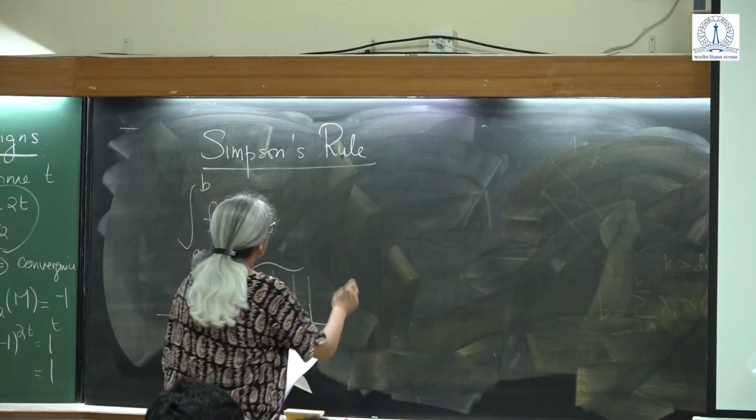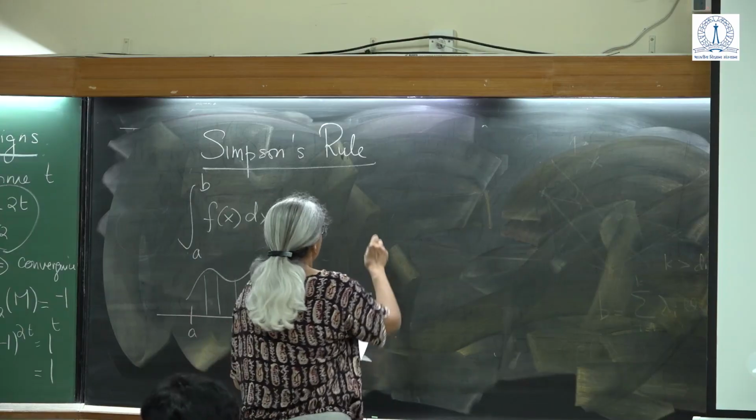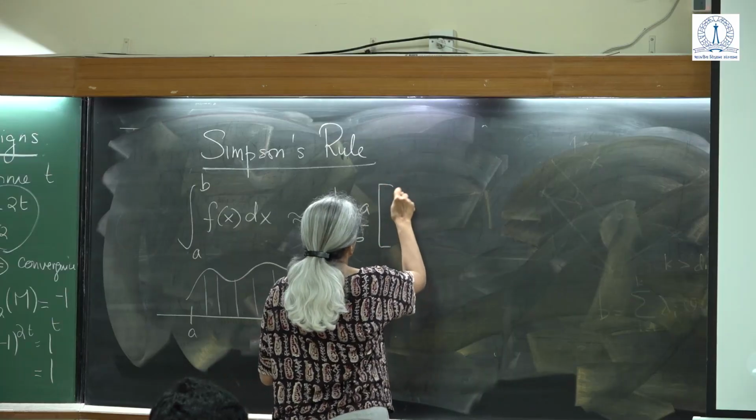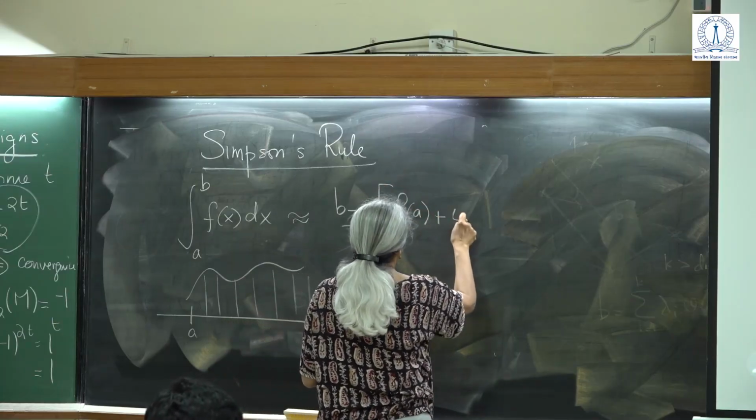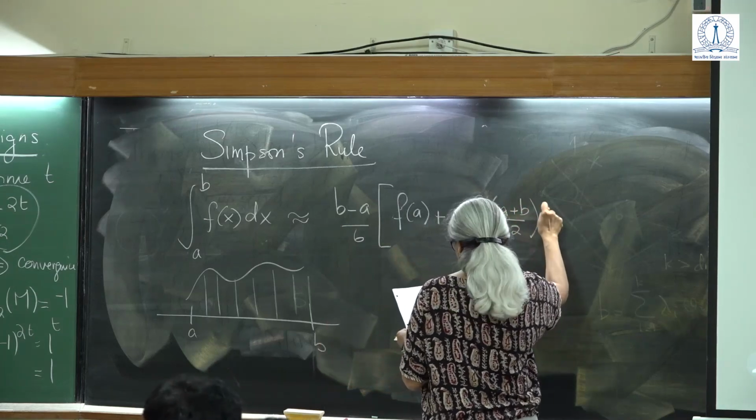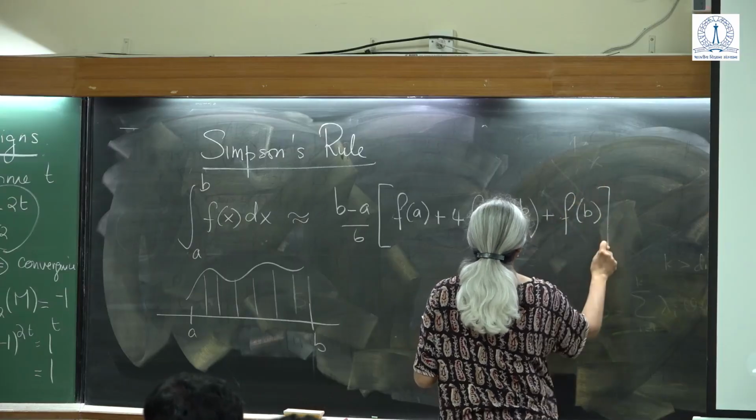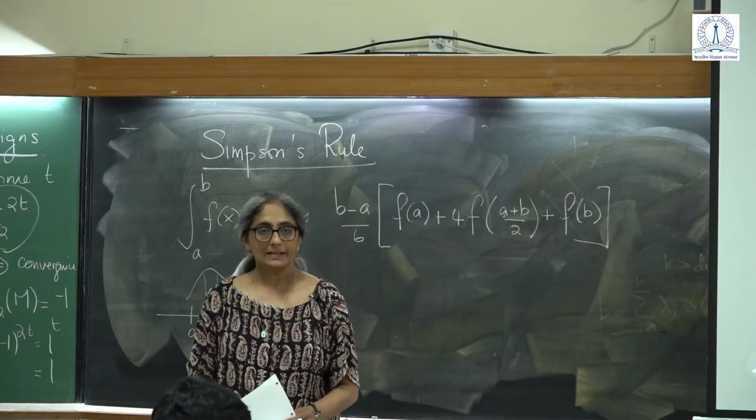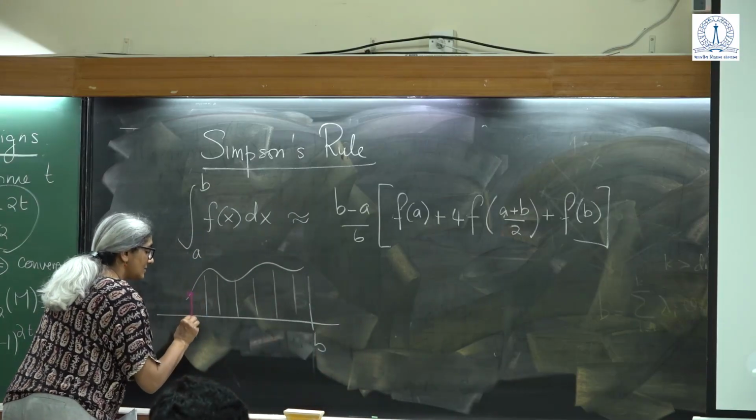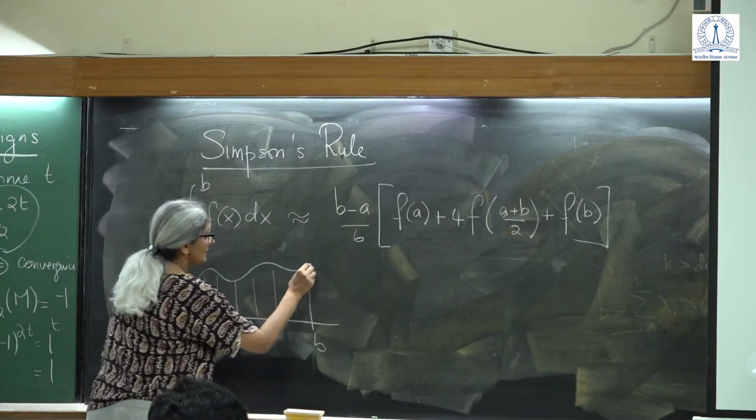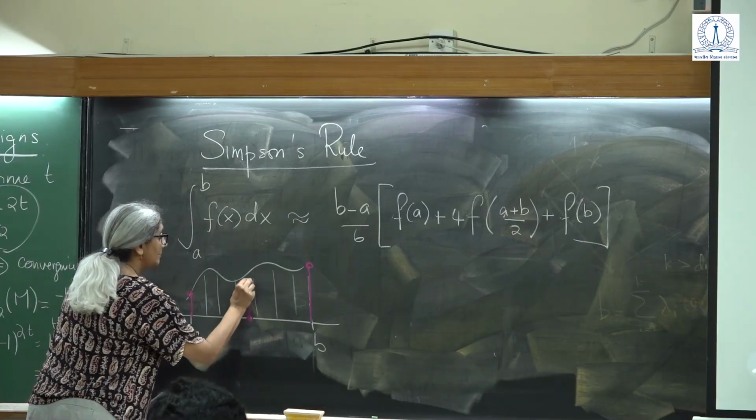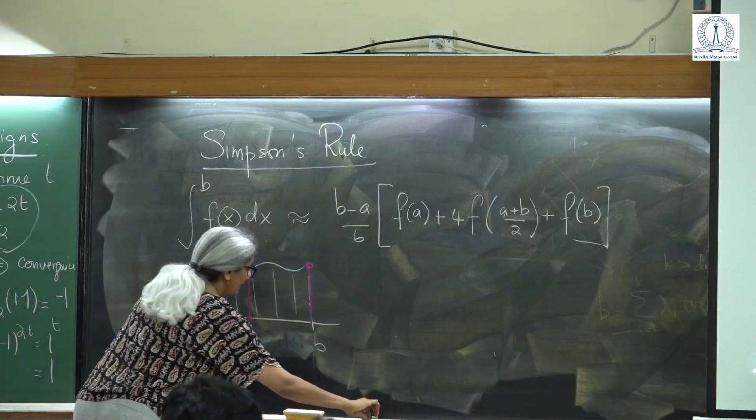I only need to calculate this, which is roughly the same thing as doing (b minus a) divided by 6 times f of a plus 4 times f of (a plus b) divided by 2 plus f of b. This is Simpson's rule. So what is this actually saying? I need the function value that sits on top of a, the function value that sits on top of b, and the function value that sits at the midpoint, a plus b divided by 2.